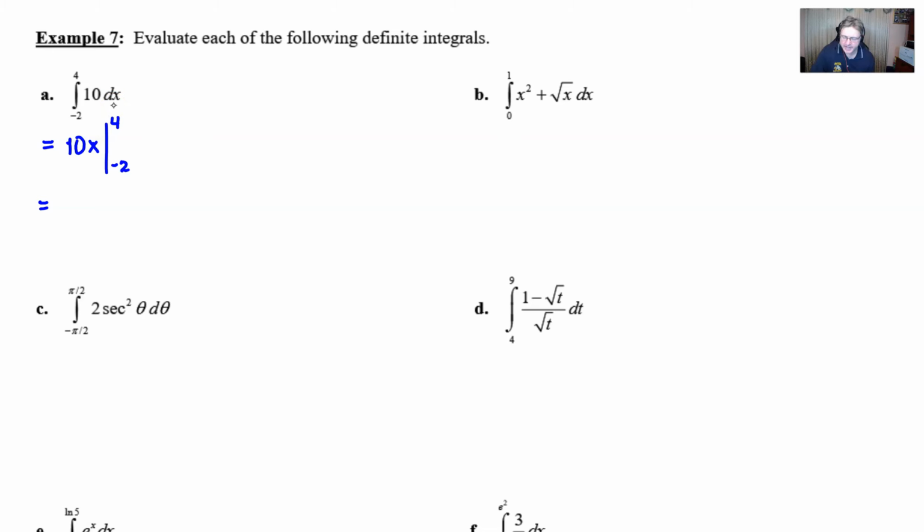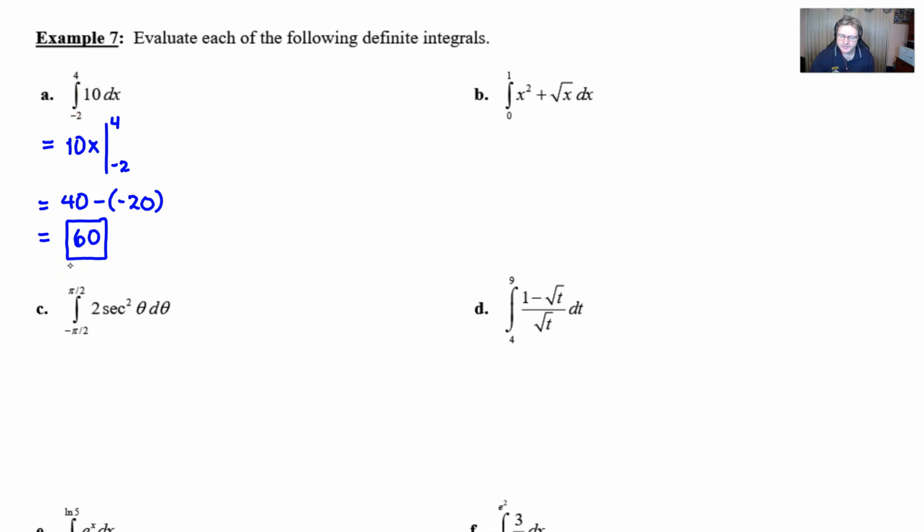So you will plug in 4 for x, so 10 times 4 is 40. You would subtract, and then you'll plug in -2 for x, which of course is -20, and then you just clean up your arithmetic, and boom, there is your answer, 60. The area under the graph, y equals 10, between -2 and 4 would be 60.